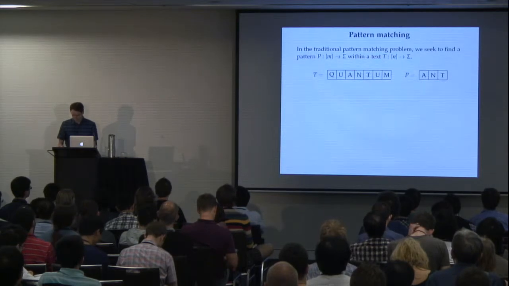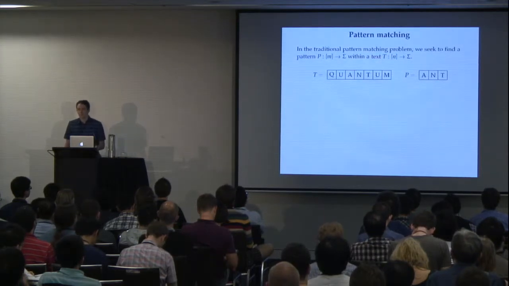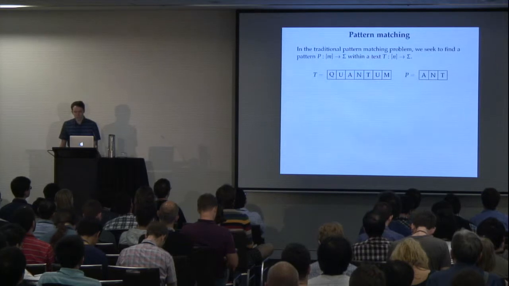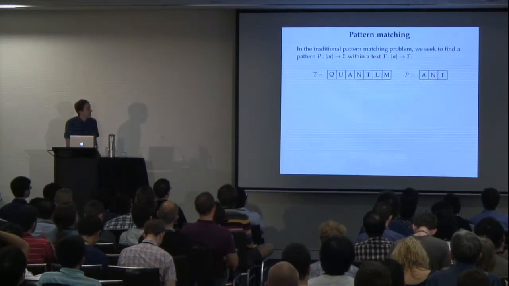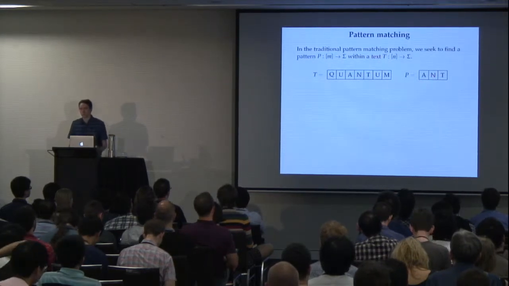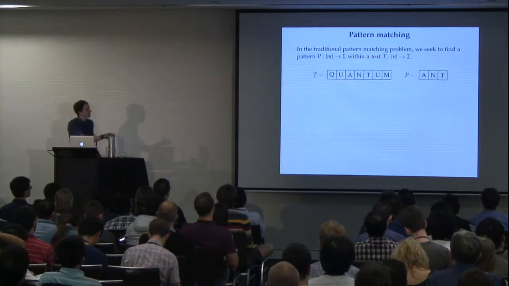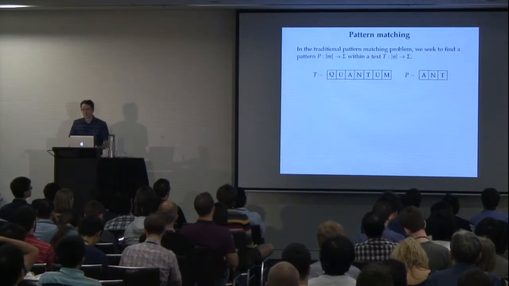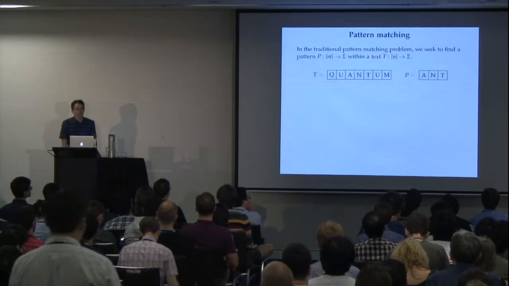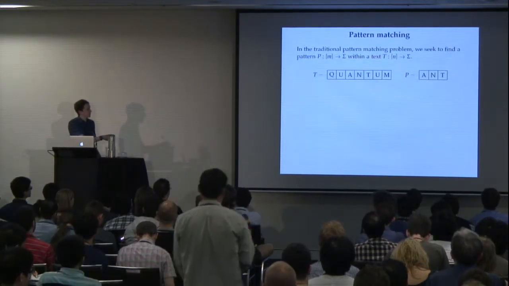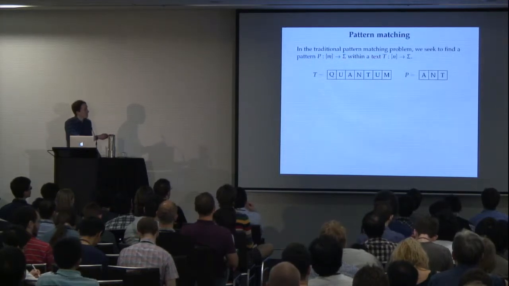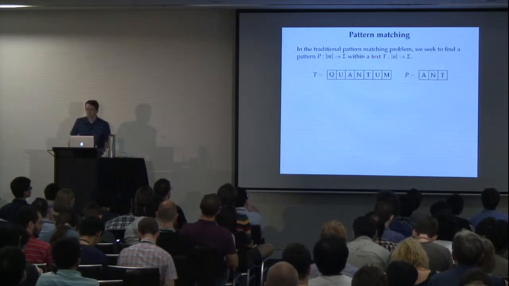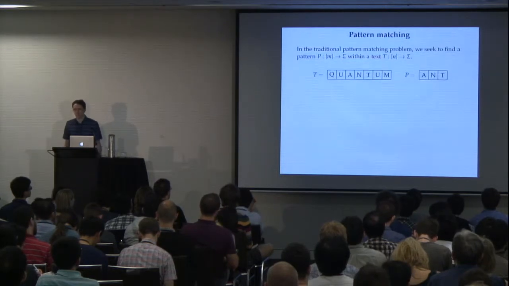In this problem, what we want to do is find a pattern within a text. We have a pattern, which is a reasonably short string, like this string ant. And we have a text, which is a somewhat longer string, like this one on the left, quantum. We think of both of these as functions. The pattern is a function from the integers between 1 and m to some alphabet sigma, and the text is also a function from the integers between 1 and n to sigma.